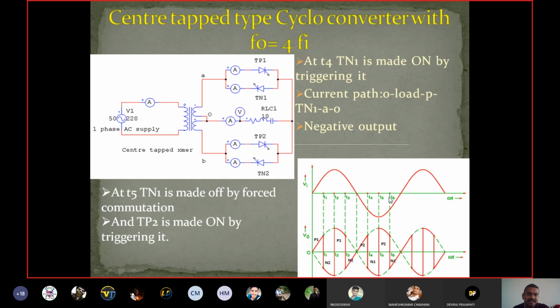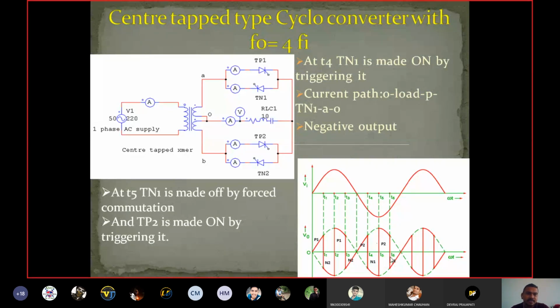Now once again at the instant of T6, we are making this TP2 off by force commutation. Okay, and at the same instant we are giving triggering pulse to TN1 thyristor. Okay, so this TN1 thyristor becomes on. So current is flowing through the O to load, load to P, P to TN1, TN1 to A, and A to O. So in this condition, the current flowing through the load is in the O to P direction. That means it is a negative direction, so we are getting the negative output.